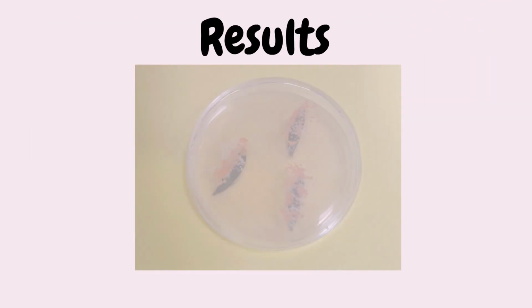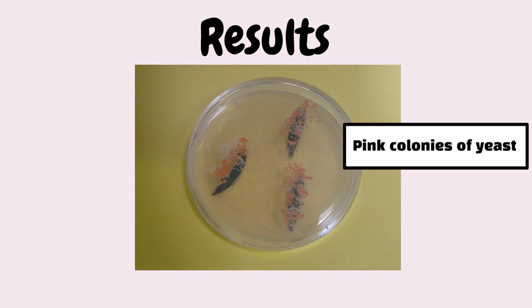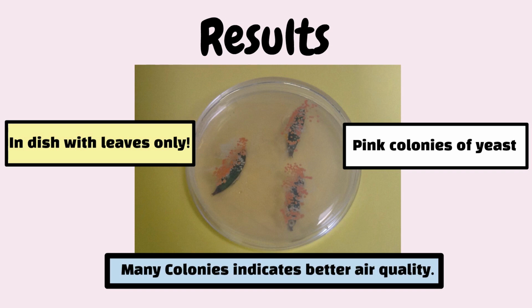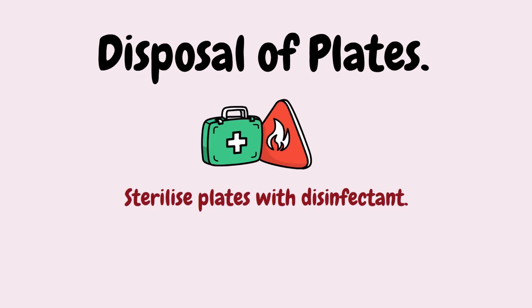So what are the results? Well, in the dishes that had the leaves or the leaf discs, you should see distinct pink colonies of yeast, and it's important to describe them as being pink. And if there are many colonies, it generally indicates better air quality. How do you dispose of the plates? That's very important. Well, we sterilise them with disinfectant, and remember, sterile means nothing living.